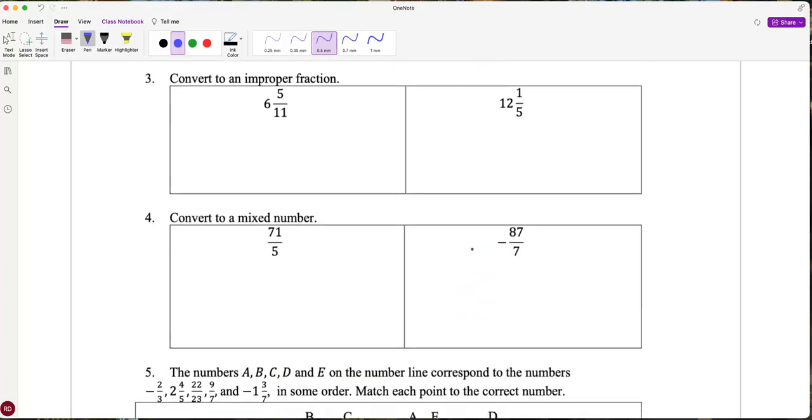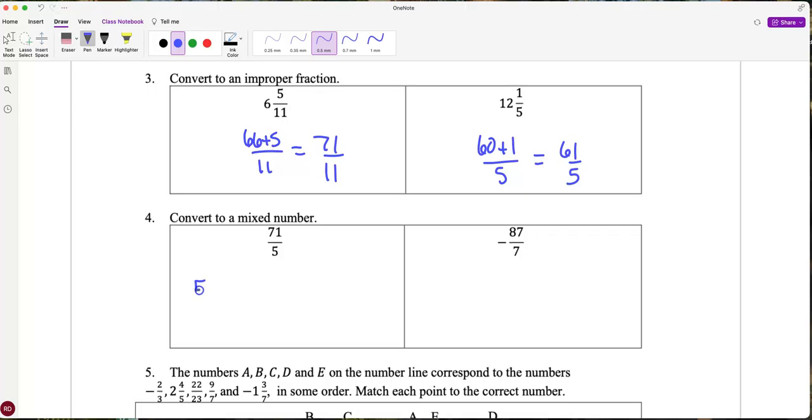Convert to an improper fraction. So you multiply 6 times 11. So it's going to be what? 66 plus 5 over 11, which is 71 over 11. This one you're going to have 5 times 12, 60 plus 1 over 5, 61 over 5.